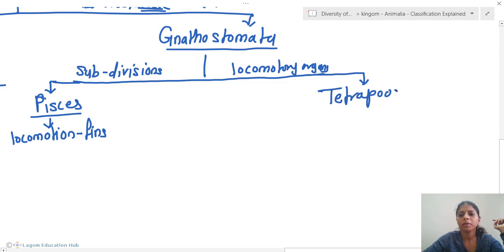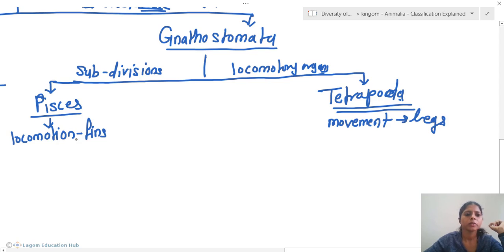So the animals who do movement with the help of legs, poda means legs, and the animals with 4 legs. Tetra means 4, poda means legs. So animals with 4 legs come under Tetrapoda. Understanding? Now let us consider, so I am just writing movement with the help of legs.